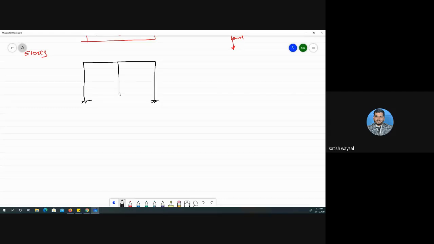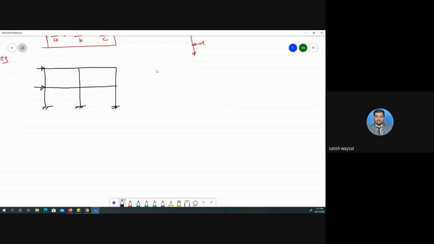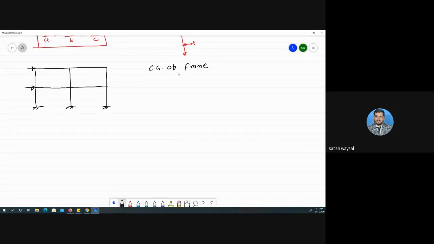Suppose we have a frame like this. Now we have to analyze this frame. Let us consider that two horizontal loads are acting over here. In the cantilever method, we have to find the CG of the frame. Our first interest is to find the center of gravity of the frame, and you know how to find the x bar or y bar for equal and unequal sections.